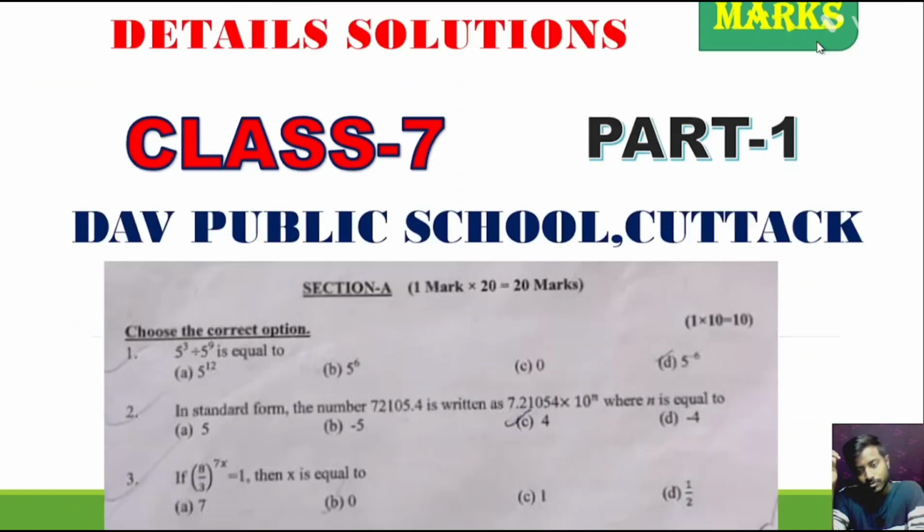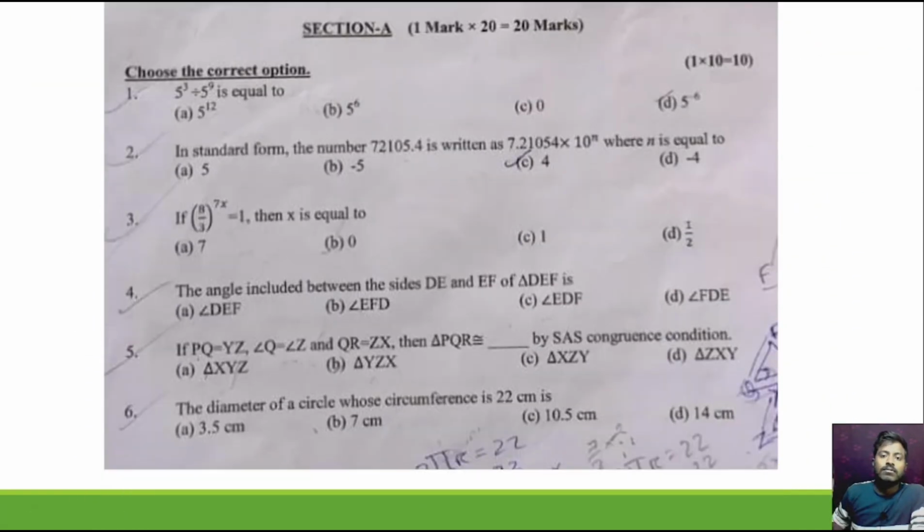So first, question number 1, 20 marks. Choose the correct option. 5 to the power 3 divided by 5 to the power 9 is equal to dash. We know that if the bases are the same, then when we divide, we subtract the powers. So 5 to the power 3 minus 9, that is 5 to the power minus 6. So the answer is option number D.